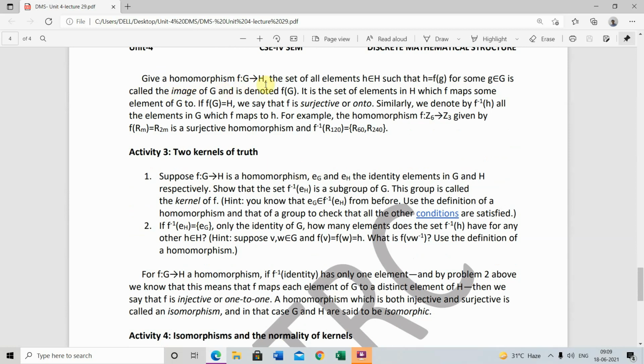Given a homomorphism f from G to H, the set of all elements h belonging to H such that h equals f(g) for some g belonging to G is called the image of f and is denoted by f(G). It is the set of elements in H which f maps some element of G to. If f(G) equals H, we say that it's surjective or onto. Similarly, we denote f inverse of h, all the elements in G which f maps to h. For example, the homomorphism f from Z6 to Z3 given by f(R^m) equals R^(2m) is a surjective homomorphism and f inverse of R120 equals R60, R240.